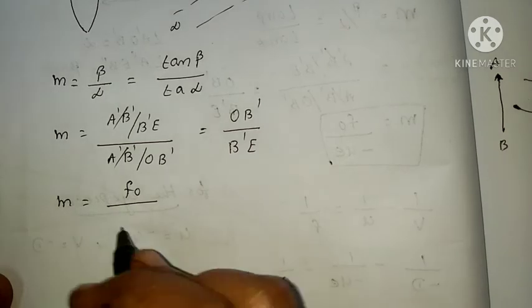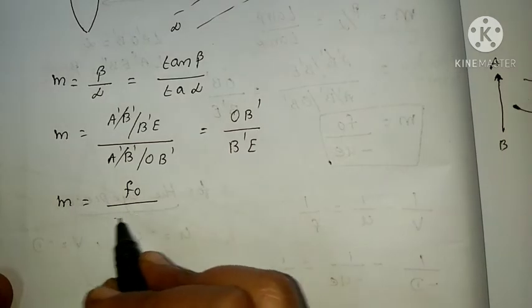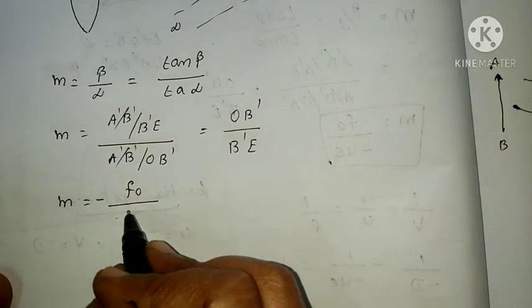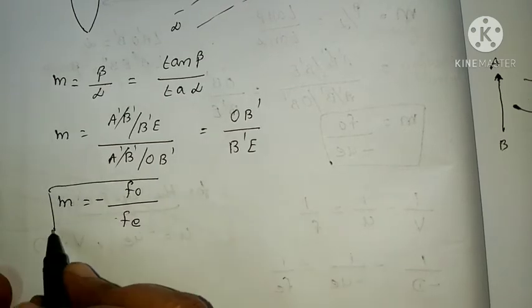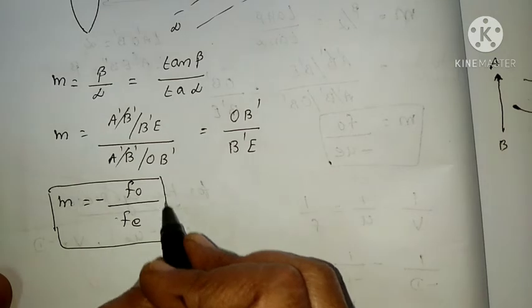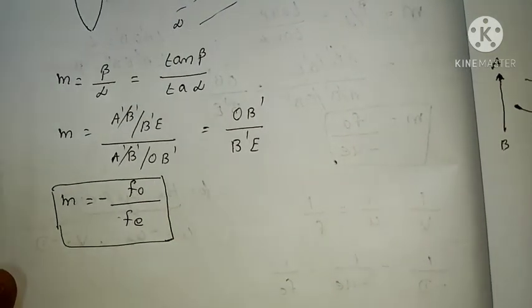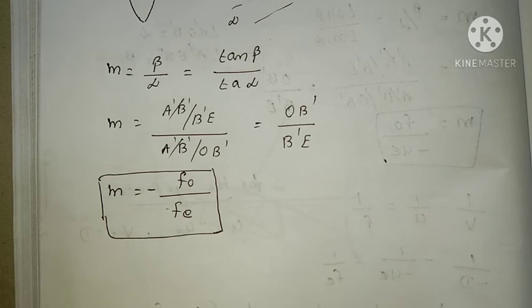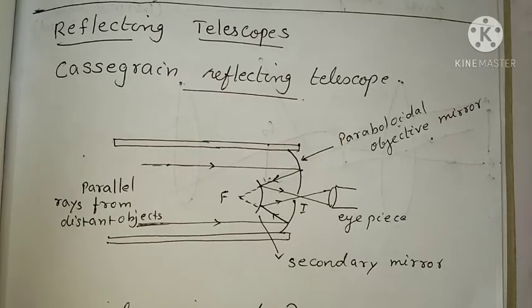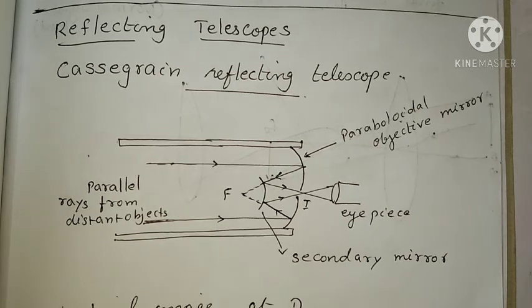So we can note it with the sign convention, that is the minus fe. So we can write the minus here. That is, m equal to minus f0 by fe. So this is the magnifying power of the astronomical telescope when the final image is at infinity, and this is the case for the normal adjustment. Clear? Next type of telescope, that is the second category of telescope, the reflecting telescope.